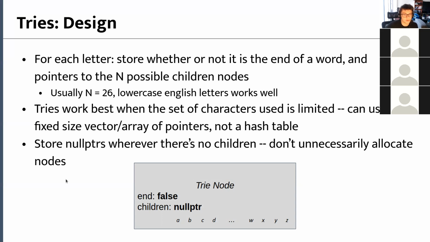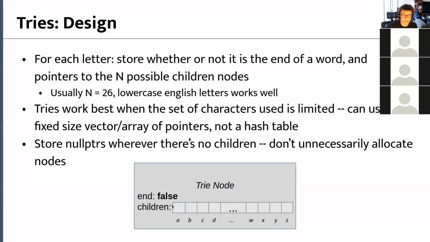Yeah, so that's what that bullet point there means. And then if there isn't a child for any of the given letters, then you don't need to store a node. You just store a null pointer. So we can get away with not unnecessarily allocating things.